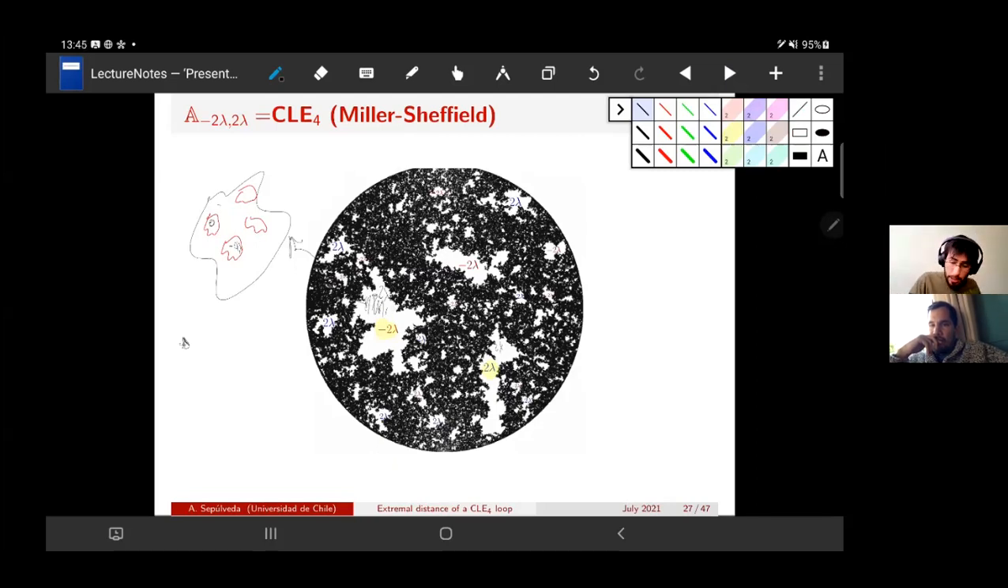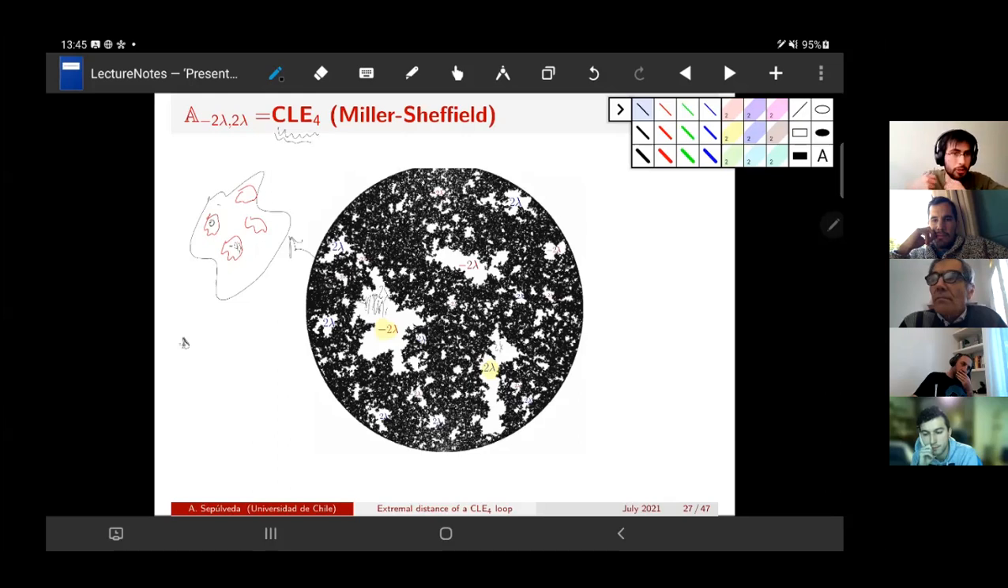Furthermore, Miller and Sheffield proved that the law of this set is a CLE4. Well, they announced the result, we proved it afterwards, but it is a CLE4 which can also be built using a Brownian loop soup, which is quite interesting, and sadly I will not get onto it. So at least I introduced the CLE4. It is this object. And we know a lot about it.